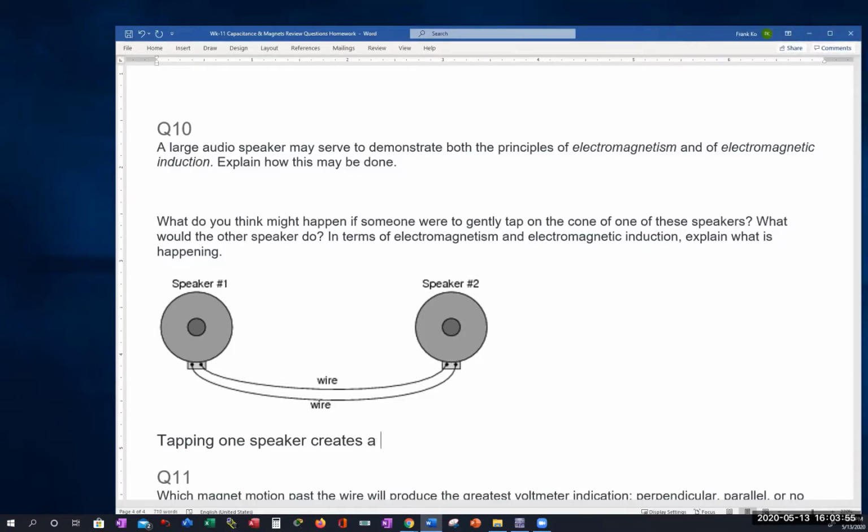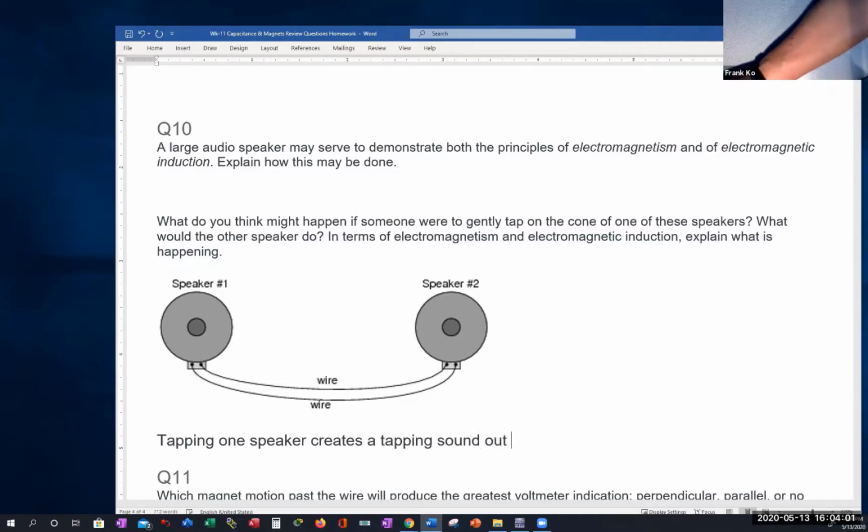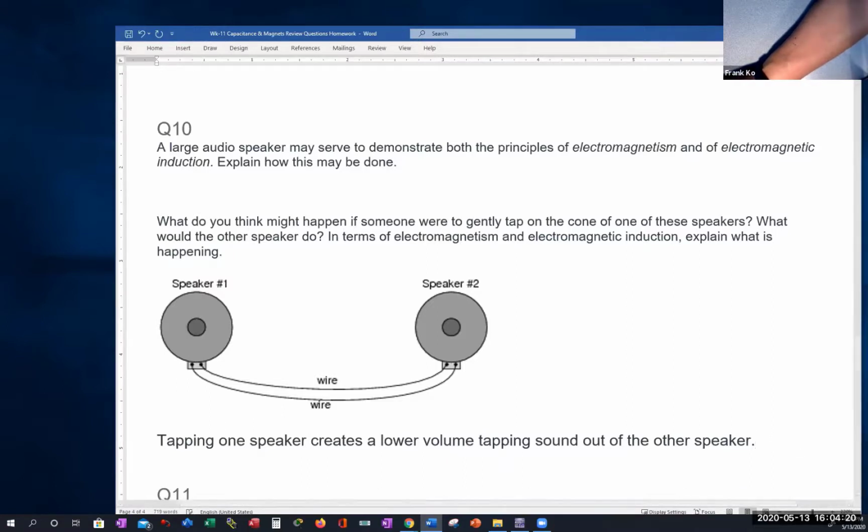Tapping one speaker creates a wave. Tapping sound out of the other speaker. Now, it will create a lower volume. It won't be the same, okay? But it will be a lower volume out of the other speaker. So that is correct so far. Then that's what the other speaker would do. What would happen? So, okay, what would the other speaker do? All right. And explain this in terms of electromagnetism, electromagnetic induction.